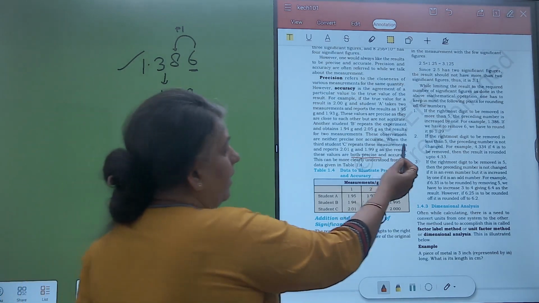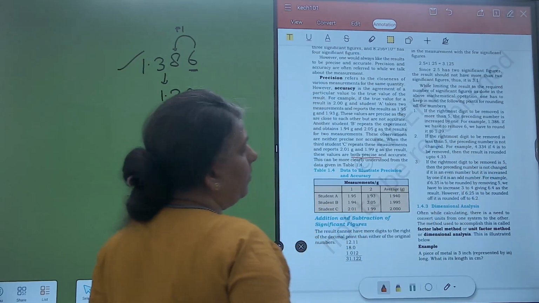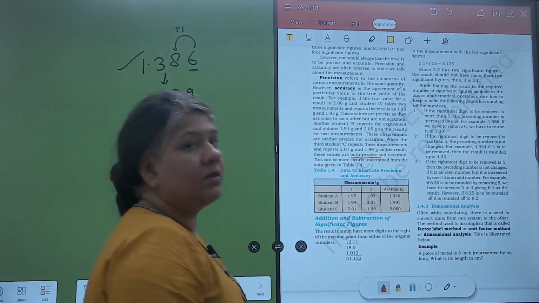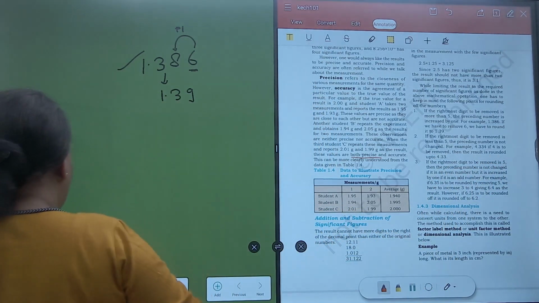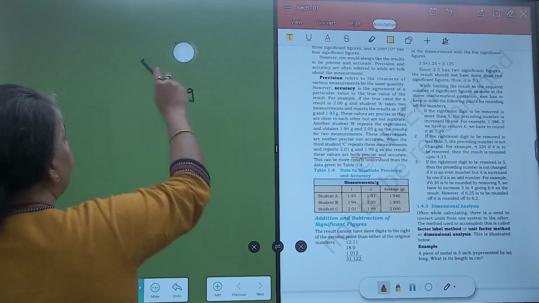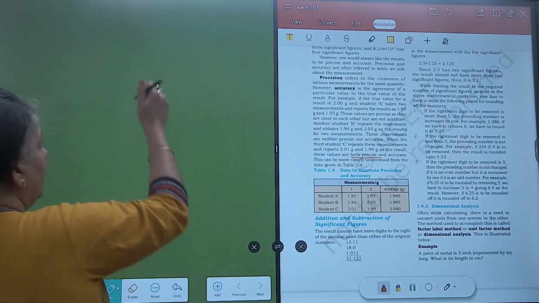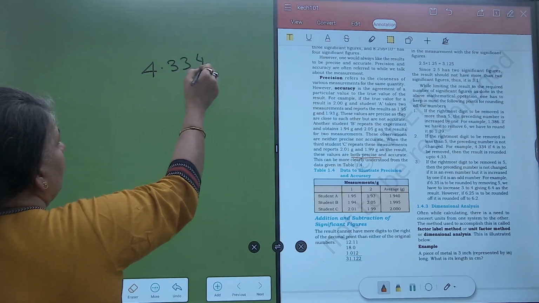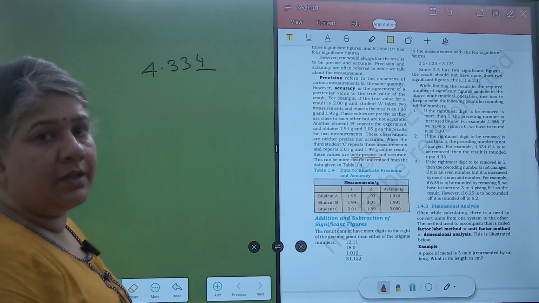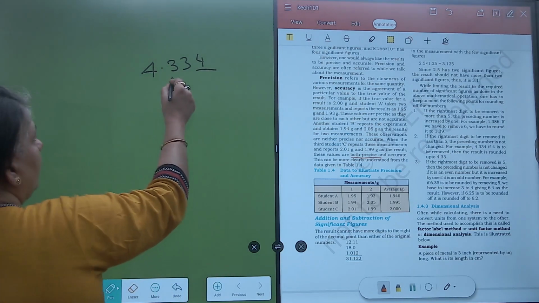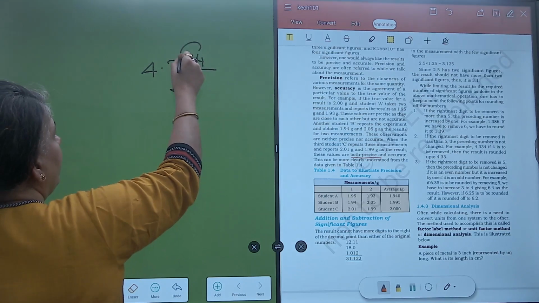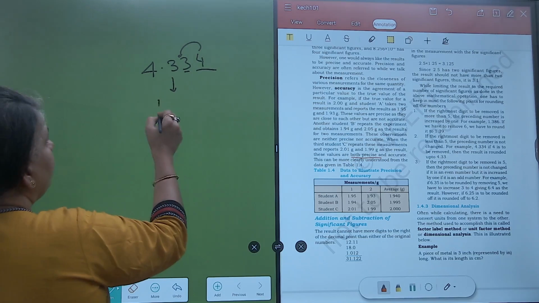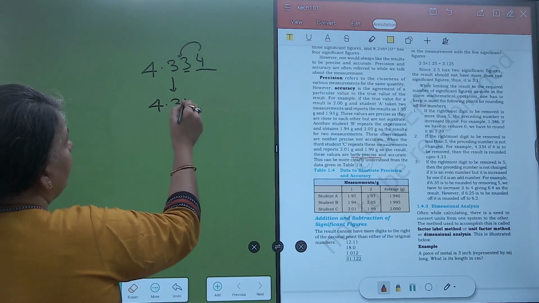Okay. Second rule says if the rightmost digit to be removed is less than 5, then the preceding number is not changed. So according to second rule, see the example which is taken is 4.334. Now this last digit is less than 5. So we'll not do anything to this preceding number, that is 3. So our answer will be reported as 4.33.